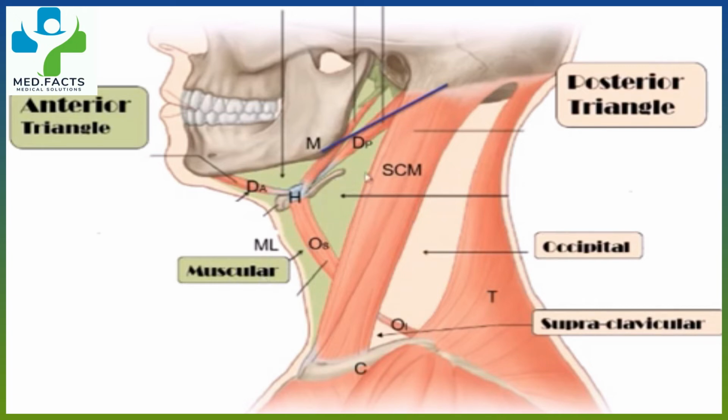Going to the next triangle, the most important triangle in this is the carotid triangle. So this is the carotid triangle here, which is the most important triangle. Okay, so what are the boundaries here? Posteriorly we have the sternocleidomastoid muscle. The anterior border of the sternocleidomastoid will form the posterior boundary.